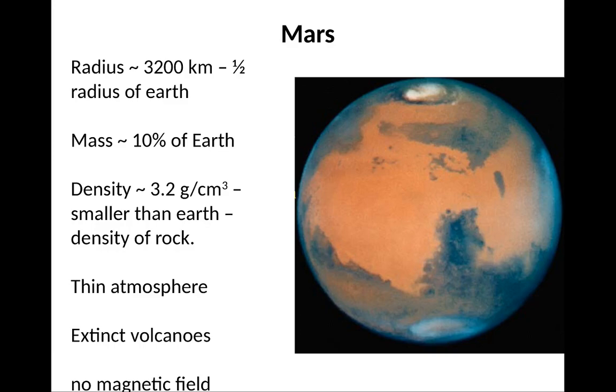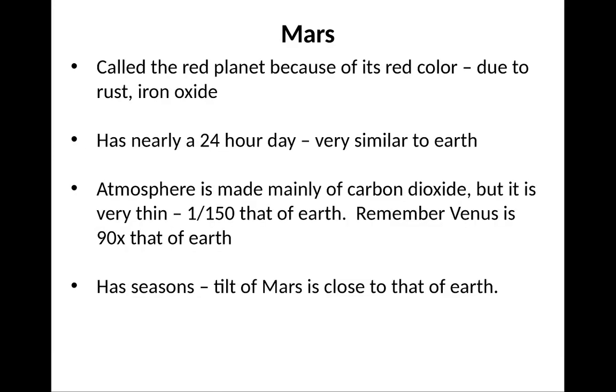It has a very thin atmosphere. It has extinct volcanoes, and again, no magnetic field. It's called the red planet because it has a red color. This is due to the fact that there's a lot of rust, iron oxide, on the Martian surface. It has a nearly 24-hour day, right, which is very similar to Earth, which is why people like to think about Mars as a possible colonization site.